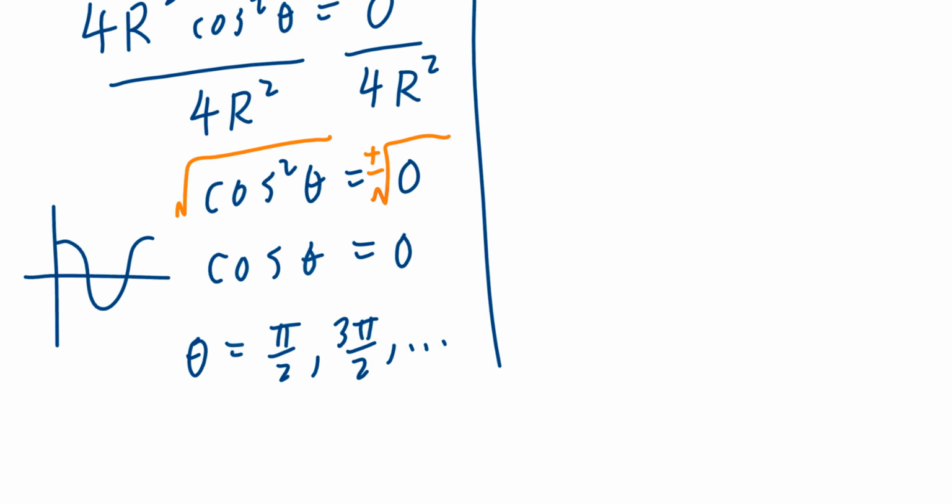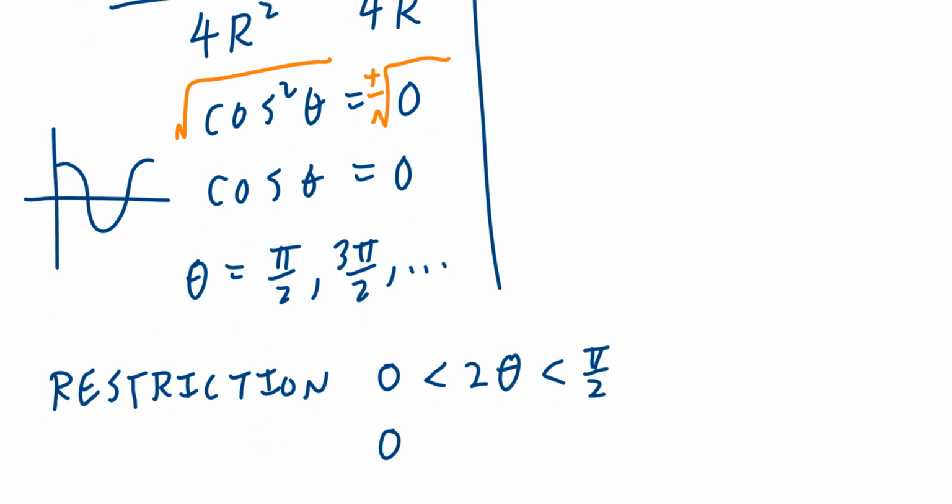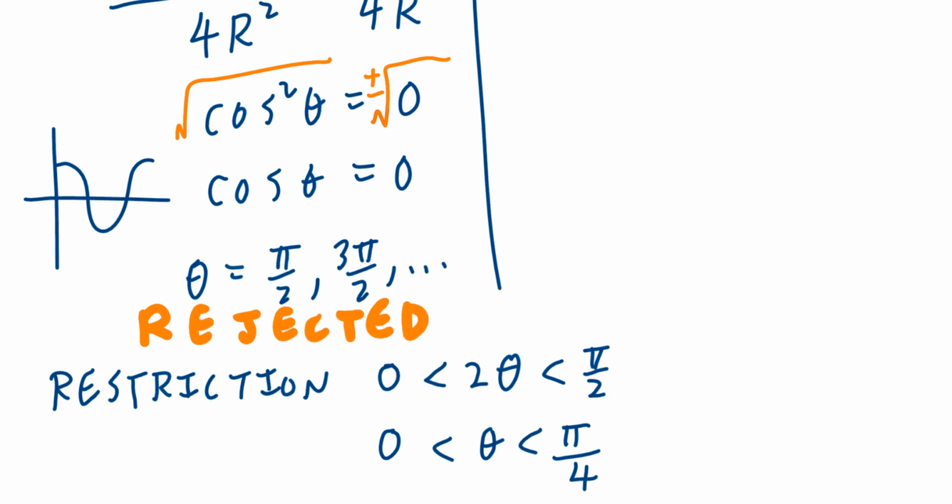But here's the issue. When you think about the restriction, we know angle theta must be an acute angle. So 2 theta, we're expecting to be in between 0 and pi divided by 2. Or if you want to divide everything by 2, you could say theta is going to be in between 0 and pi divided by 4. So the fact that pi over 2 and 3 pi over 2 is not part of the domain, these answers will be omitted or rejected because of the domain.